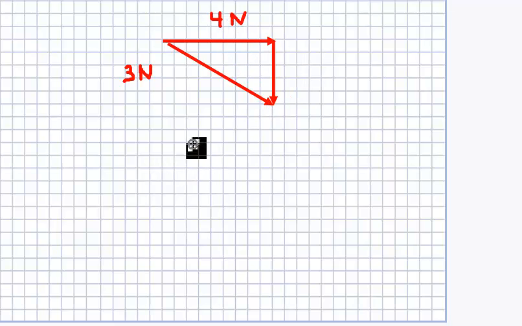This is a famous 3, 4, 5 Pythagorean triangle. 3, 4, 5. It obeys the 3 squared plus 4 squared equals 5 squared rule.